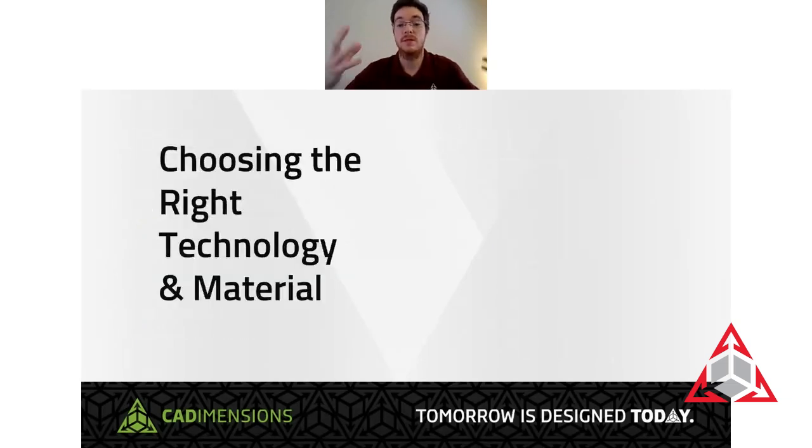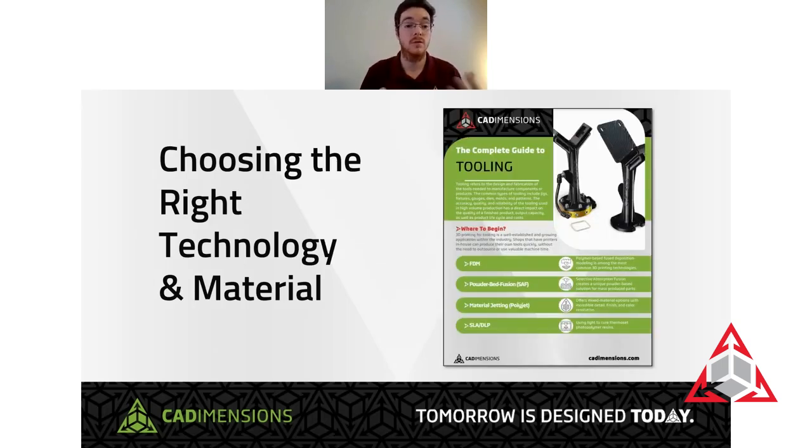So once you have all these considerations, you know what your part needs, what accuracy it needs, what tolerances, what heat resistance, when you need it by, all of that. Once you have all that, you still need to know which technology and which material is going to work for you. So luckily, we do have a guide that we put together. I'm going to share it now.